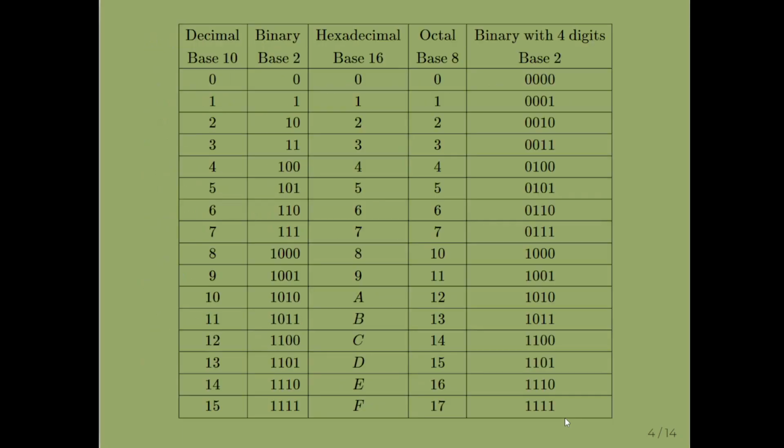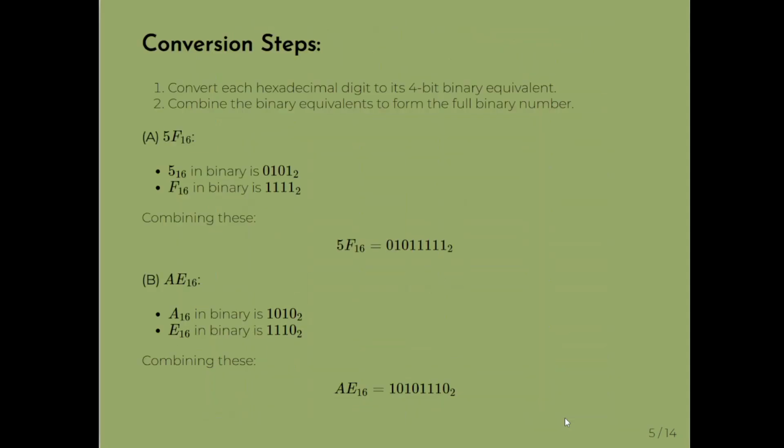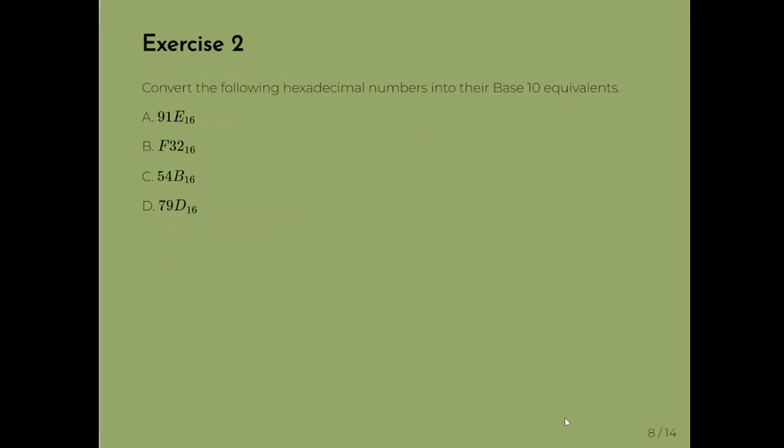It's actually taking the time at the start to just have the tables ready, and we go through it very quickly. So what we're going to do now is convert the following numbers into base 10. And you'll notice that they're all 3-digit numbers in this case, or 3 character numbers: 91E, F32, 54B, and 79D.